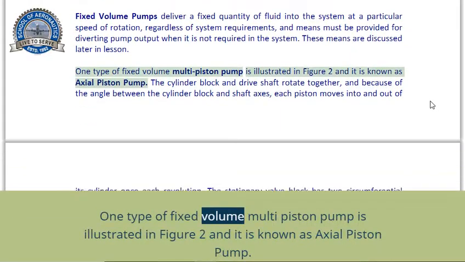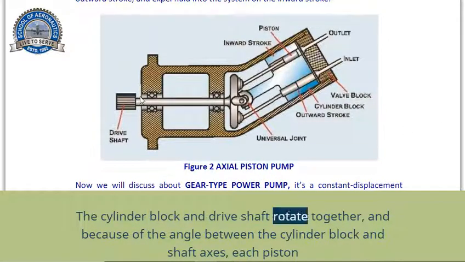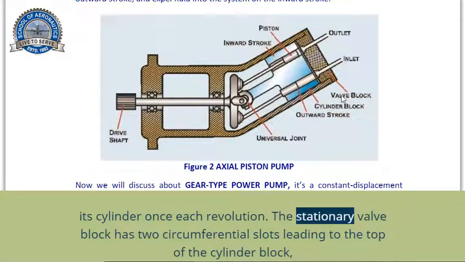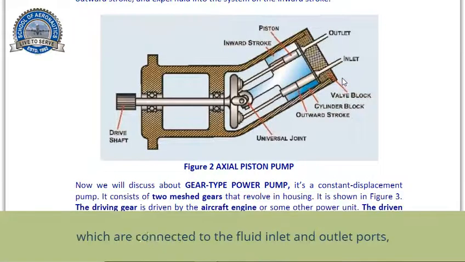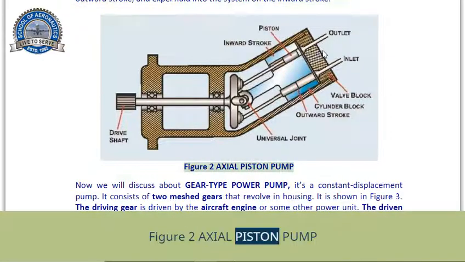One type of fixed volume multi-piston pump is illustrated in Figure 2 and it is known as axial piston pump. The cylinder block and drive shaft rotate together, and because of the angle between the cylinder block and shaft axes, each piston moves into and out of its cylinder once each revolution. The stationary valve block has two circumferential slots leading to the top of the cylinder block, which are connected to the fluid inlet and outlet ports, and are arranged so that the pistons draw fluid into the cylinders on the outward stroke, and expel fluid into the system on the inward stroke. Figure 2, axial piston pump.